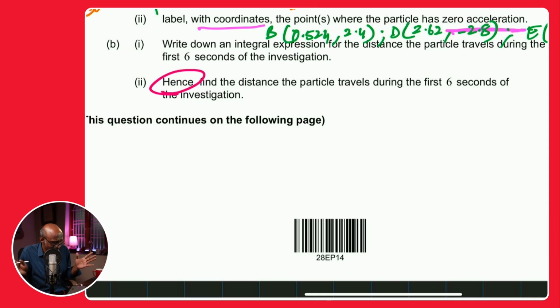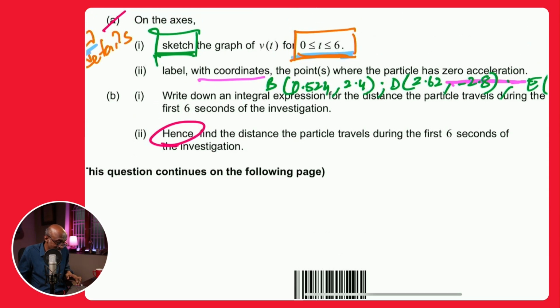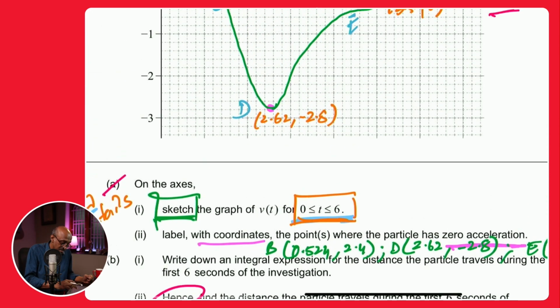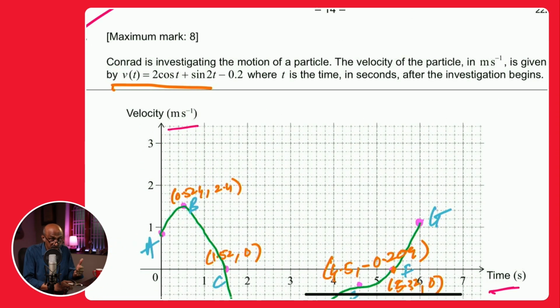In the IB vocabulary, in the IB question papers, what each word means. Just like we explained the word sketch, what do they expect? So when you see the word hence, it always means use the result from above. Use what you found above. What did we find? We found the integral expression. Hence, find the distance the particle travels during the first 6 seconds of the investigation. And this time, make sure that you write down the units carefully. It's meters, so the distance should be in meters. You're just going to plug into the calculator, so you can write down using GDC.